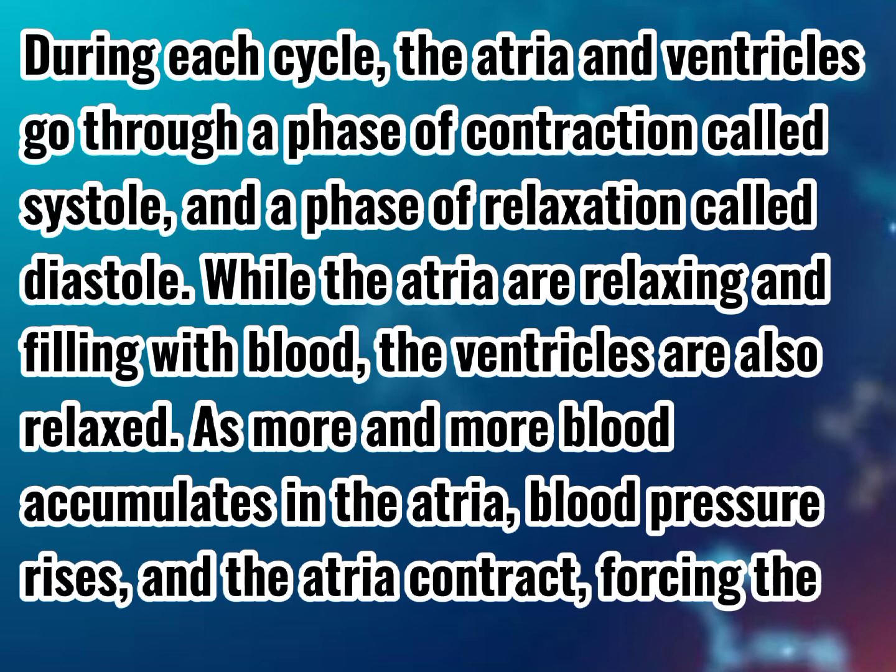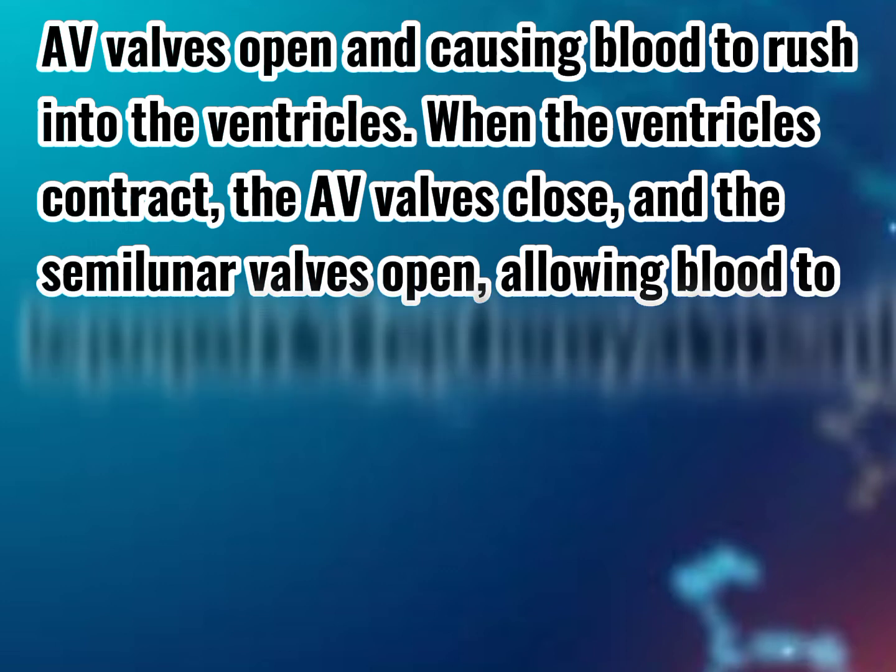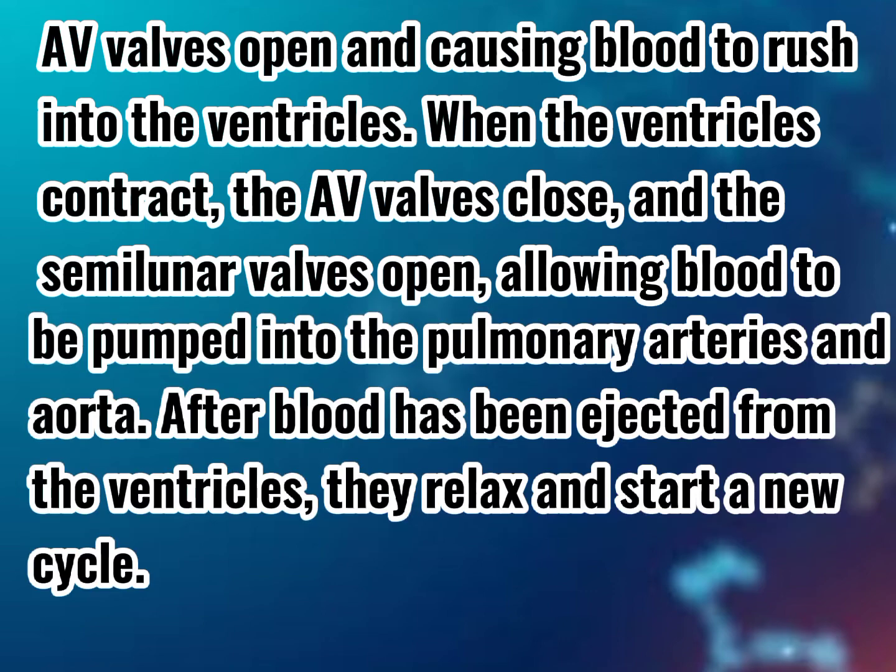As more and more blood accumulates in the atria, blood pressure rises, and the atria contract, forcing the AV valves open and causing blood to rush into the ventricles. When the ventricles contract, the AV valves close and the semilunar valves open, allowing blood to be pumped into the pulmonary arteries and aorta. After blood has been ejected from the ventricles, they relax and start a new cycle.